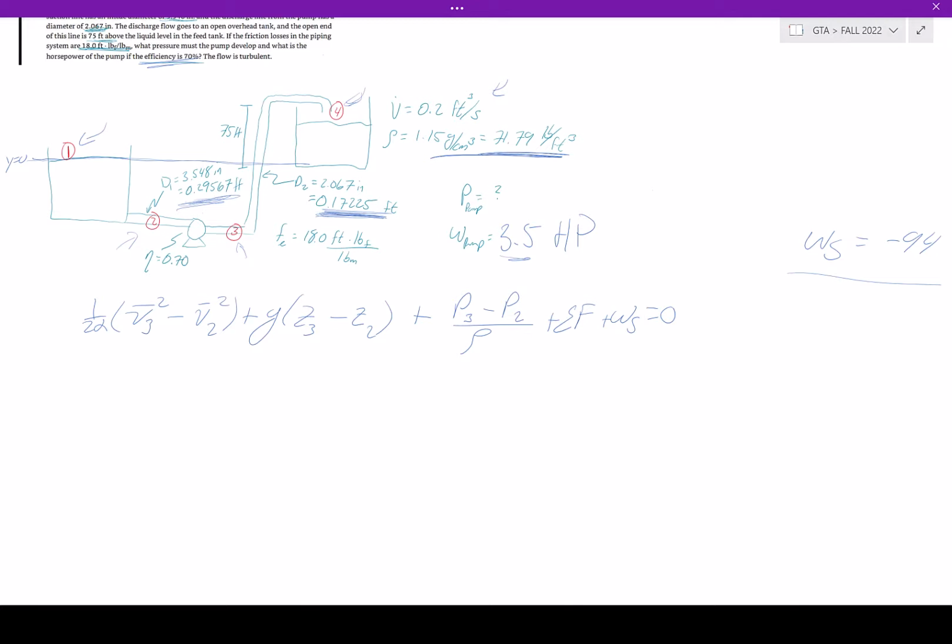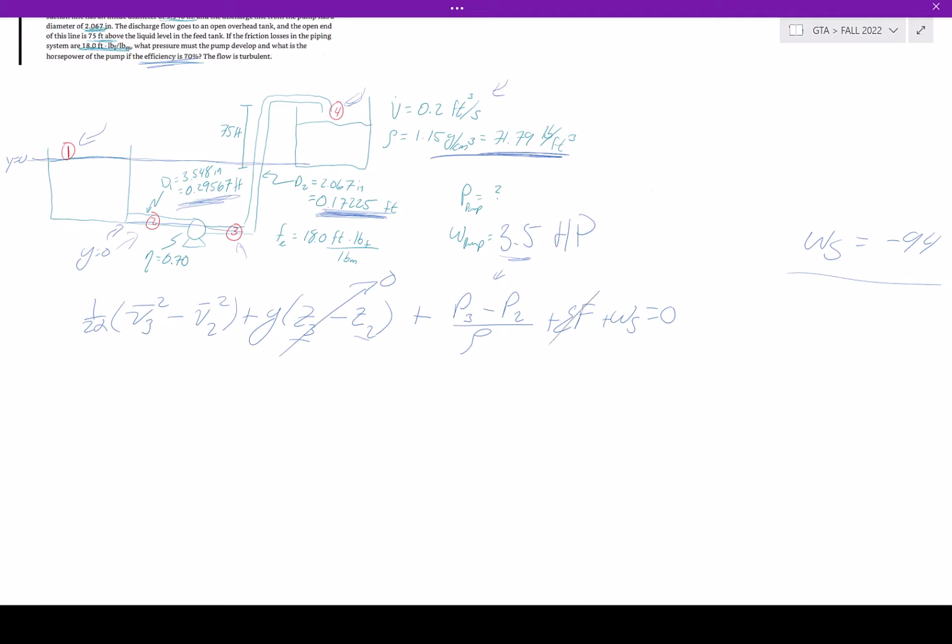So let's go to the next term, Z3 minus Z2. Again, we'll say that this right here is our y equals 0. So these are on the same plane, so this term goes away. We want this right here. We want this pressure differential term, so that has to stay.